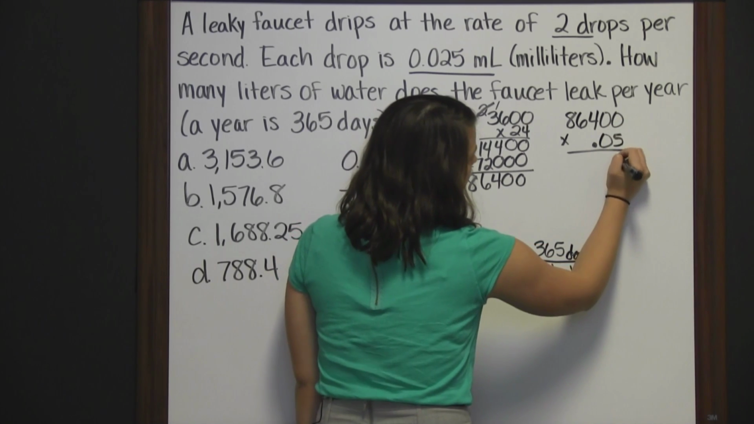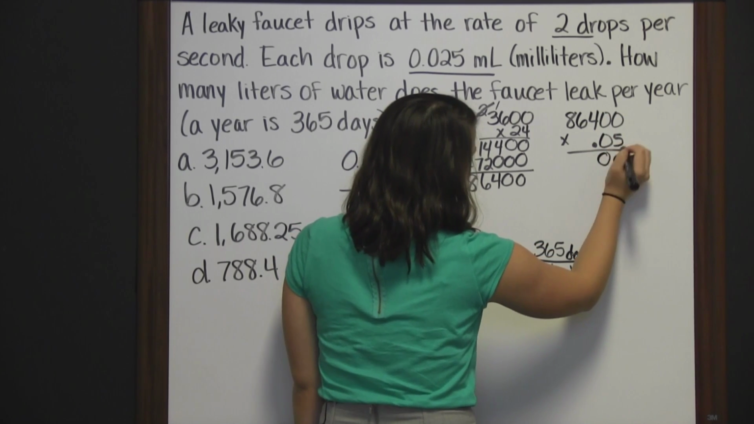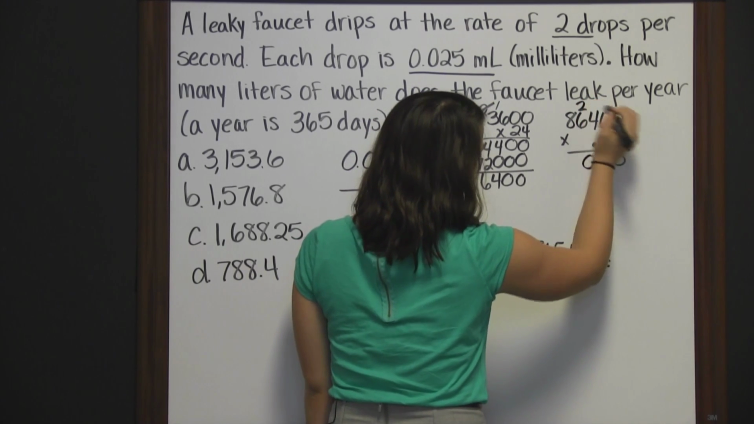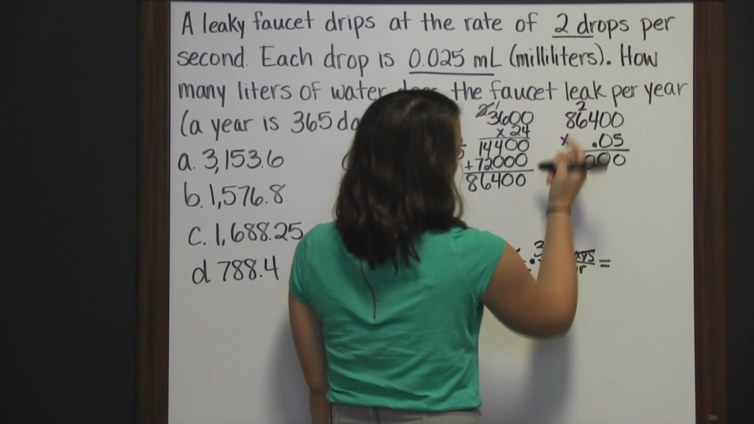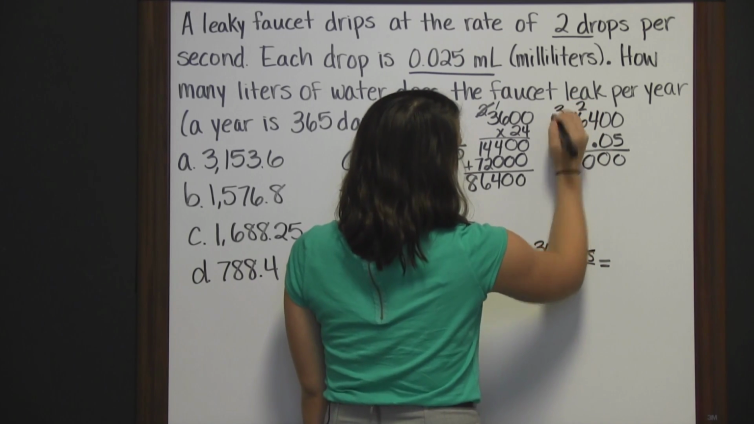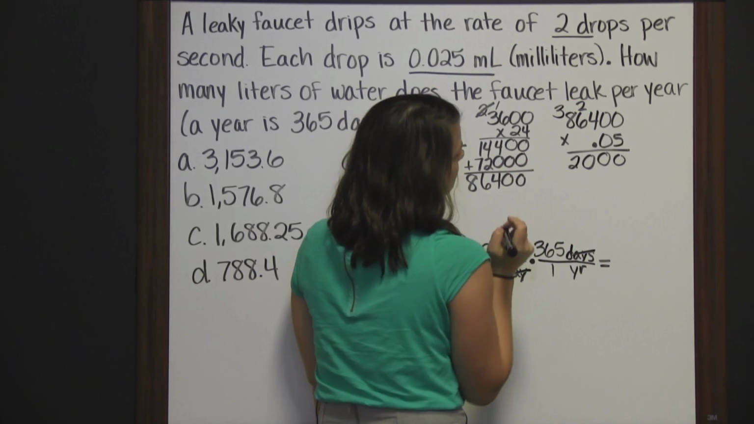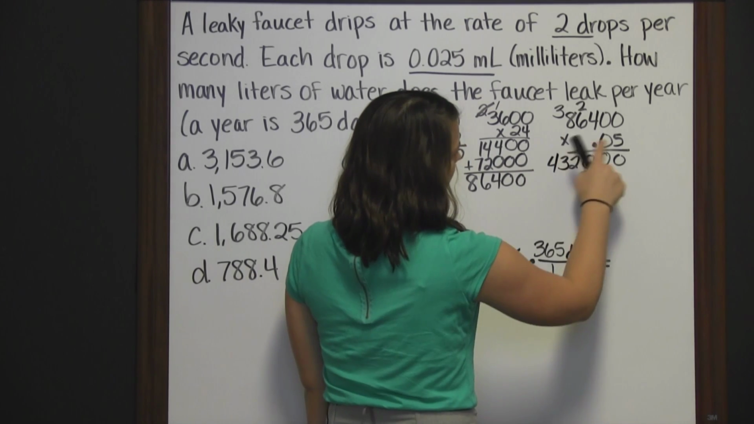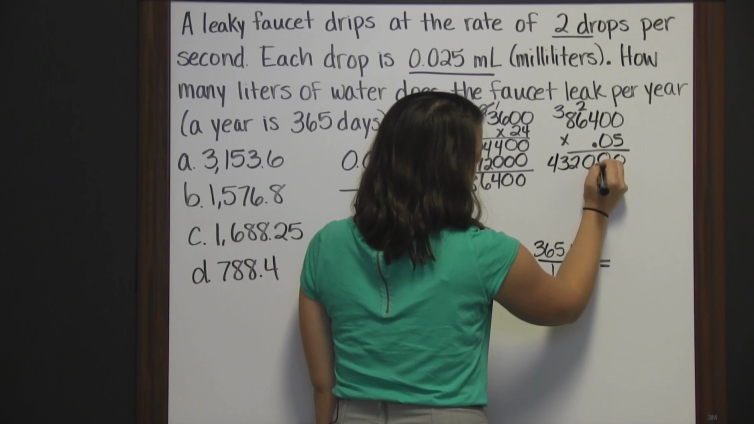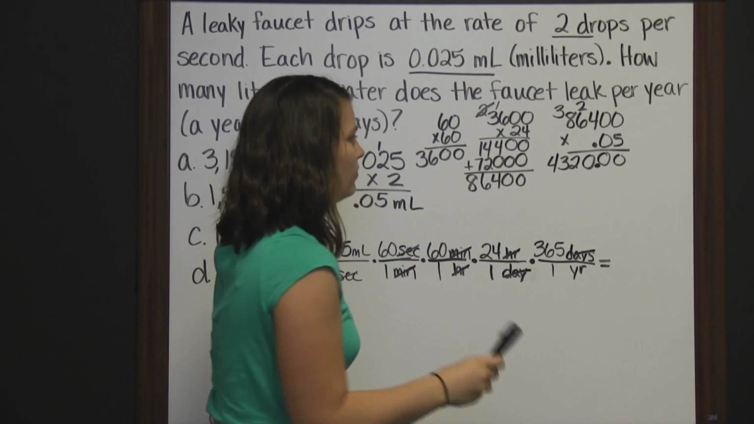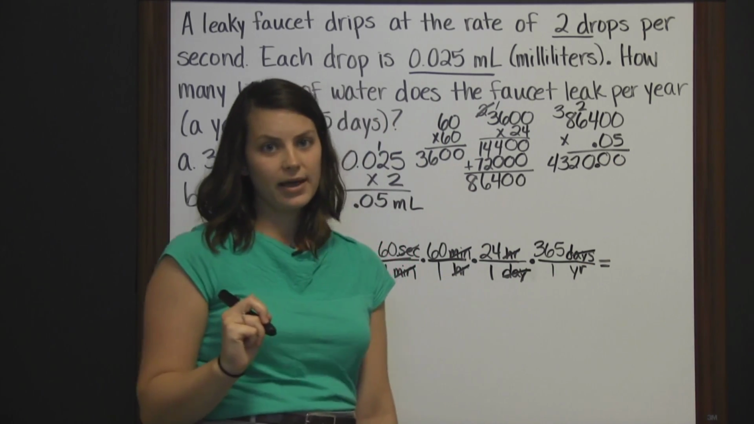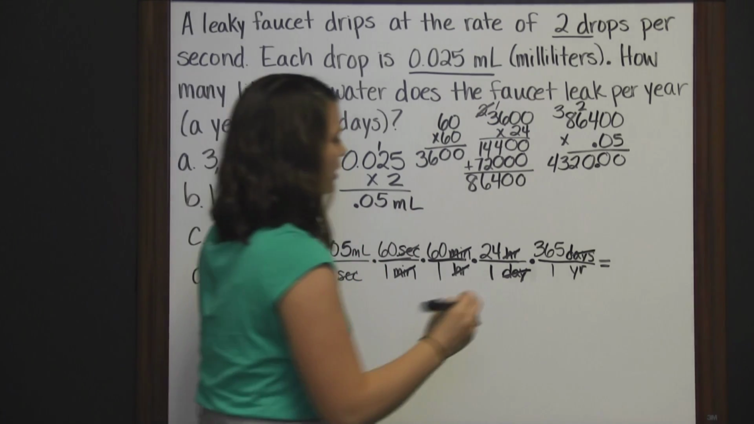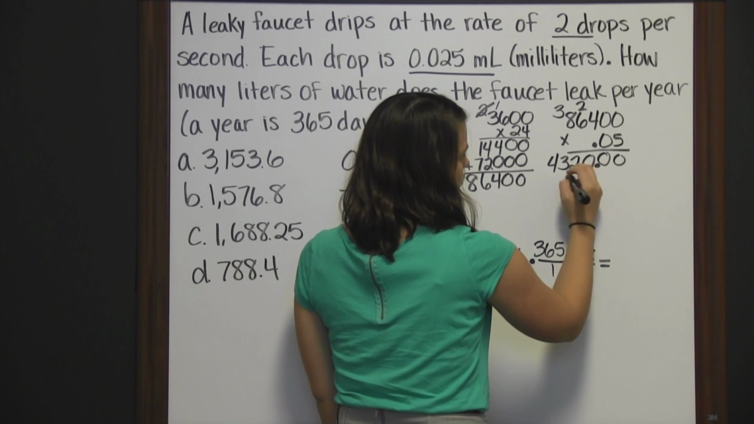So 5 times 0 is 0, 5 times 0 is 0, 5 times 4 is 20, carry the 2. 5 times 6 is 30, plus 2 is 32, carry the 3. 5 times 8 is 40, plus 3 is 43. And we have 2 numbers behind the decimal, so our answer should also have 2 numbers behind the decimal. And then we have one last number to multiply by, and that's 365. So let's see. Just going to try and squeeze it in right here.